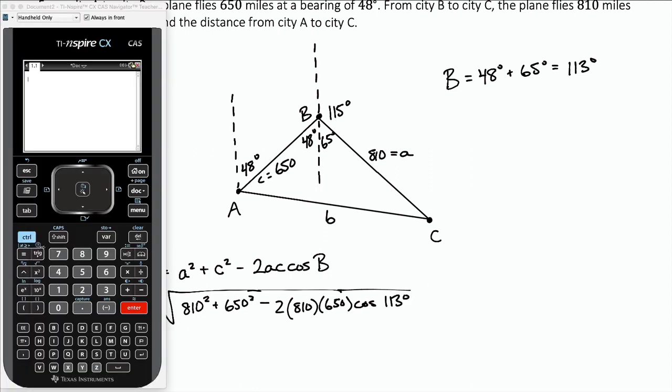So now I can go ahead and plug this into my calculator. Got 810 squared plus 650 squared minus 2 times 810 times 650 times the cosine of 113. I am in degree mode on my calculator, and that gives me 1220.7 about. And of course that's going to be in miles, since that's how our distances have been measured in the problem.